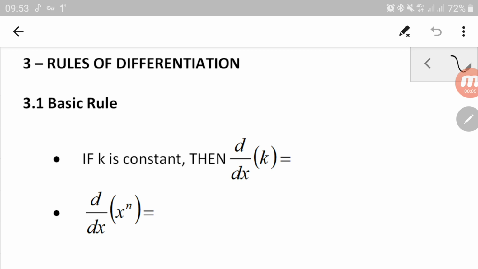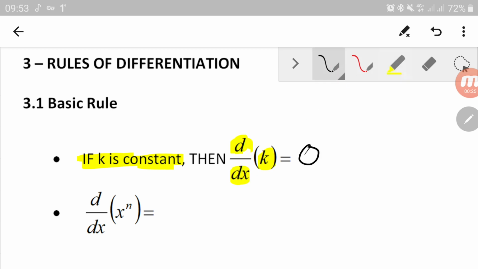In this video, I would like to share with you the rules of differentiation. So let's get started with the first one. Okay, basic rule. So there are two of them. First, if k is constant, then the differentiation of k in terms of x is 0.